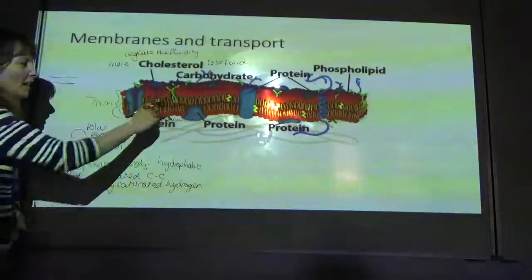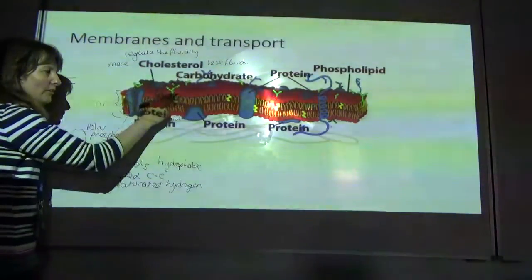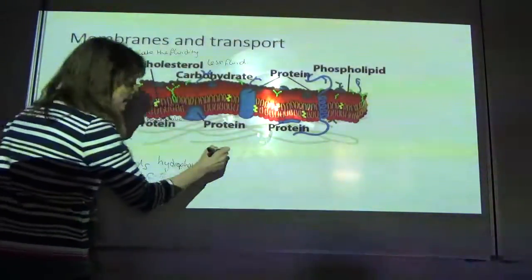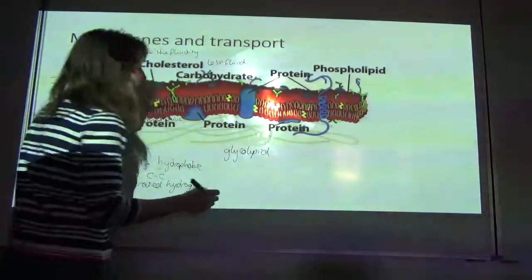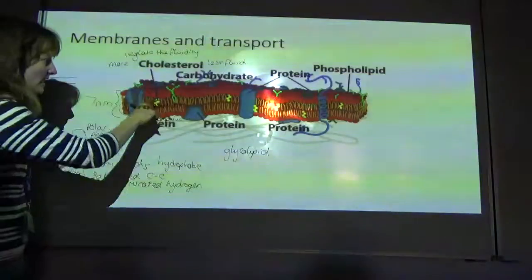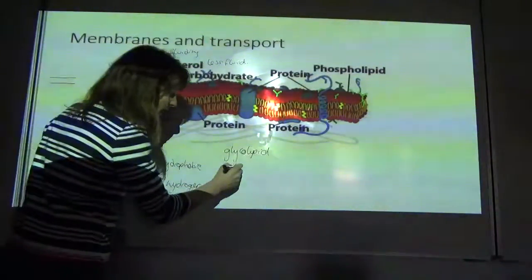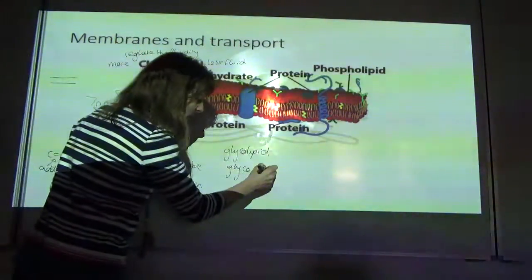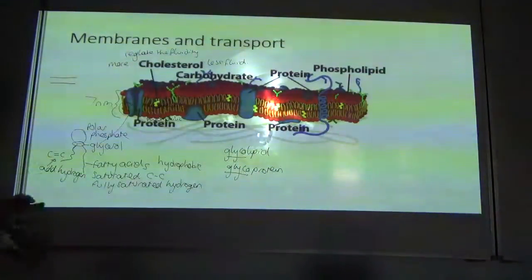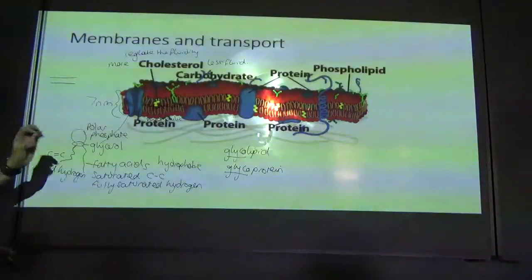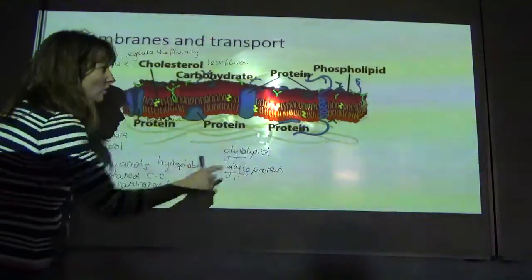Okay, you can have carbohydrate attached to a phospholipid, so we call that a glycolipid. You can have carbohydrates attached to proteins, and we call those glycoproteins. This glyco part does not stand for glycogen. Never say that it's glycogen. It is a carbohydrate attached to either a protein or a lipid.